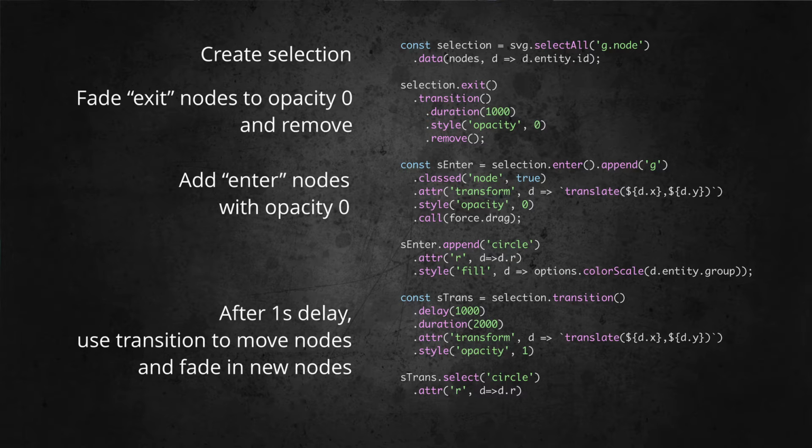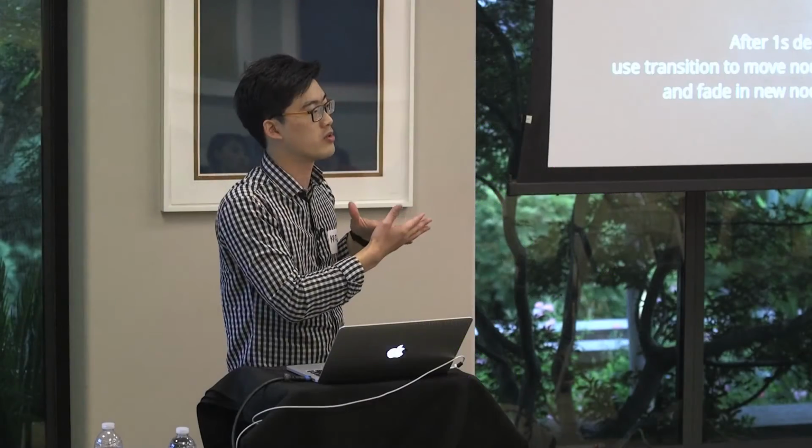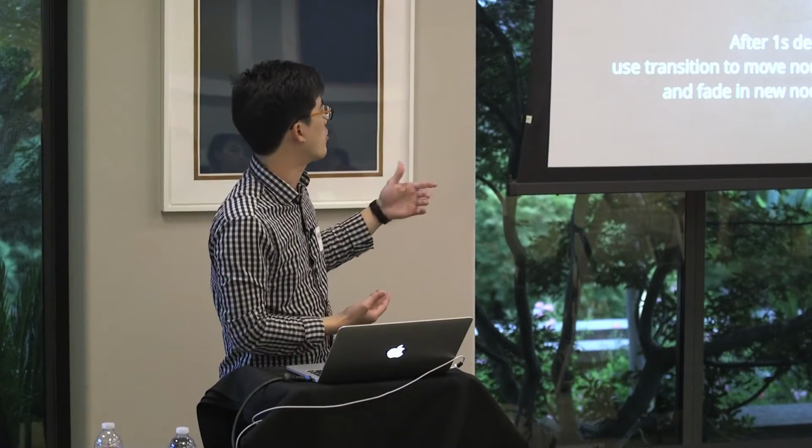You do a selection on every node, do an exit transition, fade them out, and then for the enter selection, add a new node, but set opacity to 0, so they will not appear yet. And then do a transition, both changing the position and also fading in by setting opacity to 1.